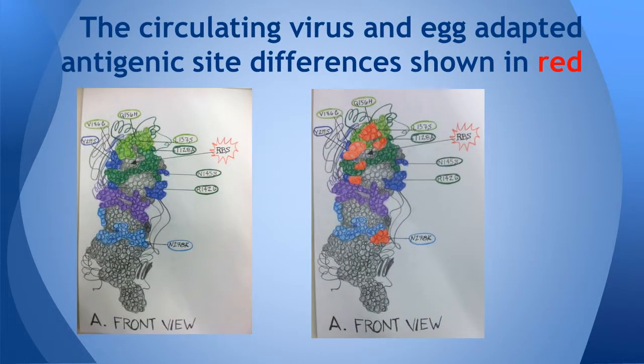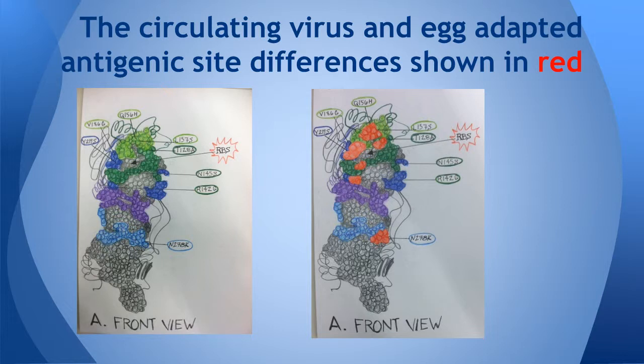These three-dimensional structures were constructed using the crystal structure of an amino acid. Antigenic regions are color-coded purple, blue, light blue, green, and light green. The mutations between the circulating form and the egg-adapted form of the virus are shown in red. This is the front view, and the left side is the circulating form of the virus, where the right side is the egg-adapted form of the virus, showing the mutations in red.